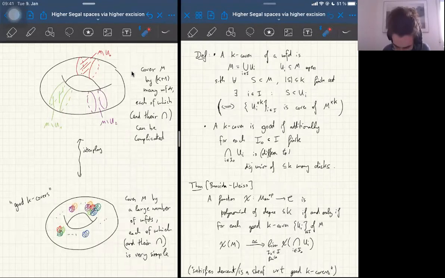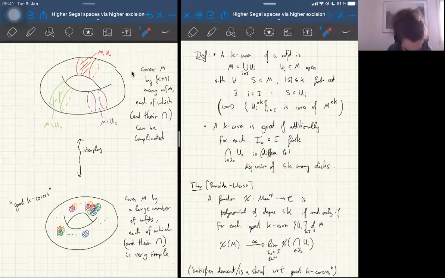So a good k cover of a manifold is a cover of M by opens, so now this is no longer necessarily a finite union, such that all of these are open, and such that not only does it cover M, but actually every subset S which has cardinality at most k has to be contained in one of these U_i's. So equivalently, you can say that it's still a cover of the Cartesian product. If you just take the k-fold powers of each of these opens, then this should be a cover of the Cartesian power of M. And such a cover is called good if all finite intersections of such opens are diffeomorphic to a disjoint union of at most k disks.